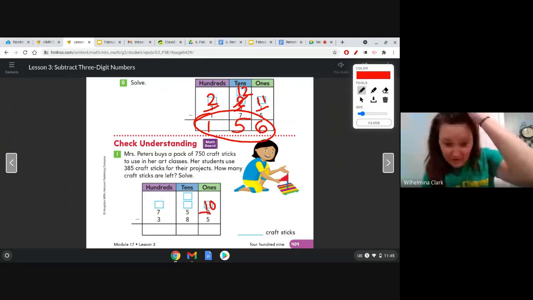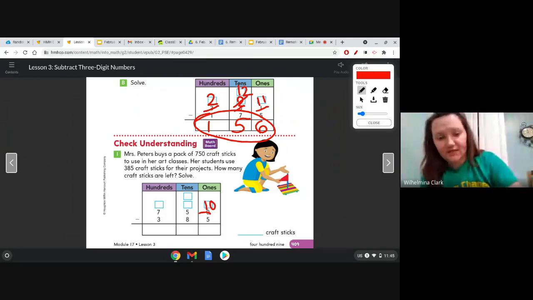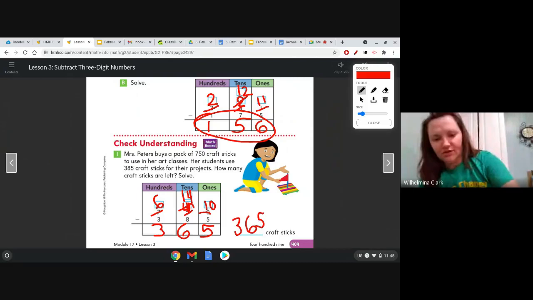All right, now next we have to take away a 5 because we borrowed. So this is a 4 right here. Let me erase that. Okay, 4. Well, you can't do 4 minus 8, at least not yet. So we have to cross that out and make it 14 because you have to borrow 10 more from over here. So now we're all ready. 10 minus 5 is 5. 14 minus 8 is 6. And 6 minus 3 is 3. All right, so she should have 365 craft sticks.